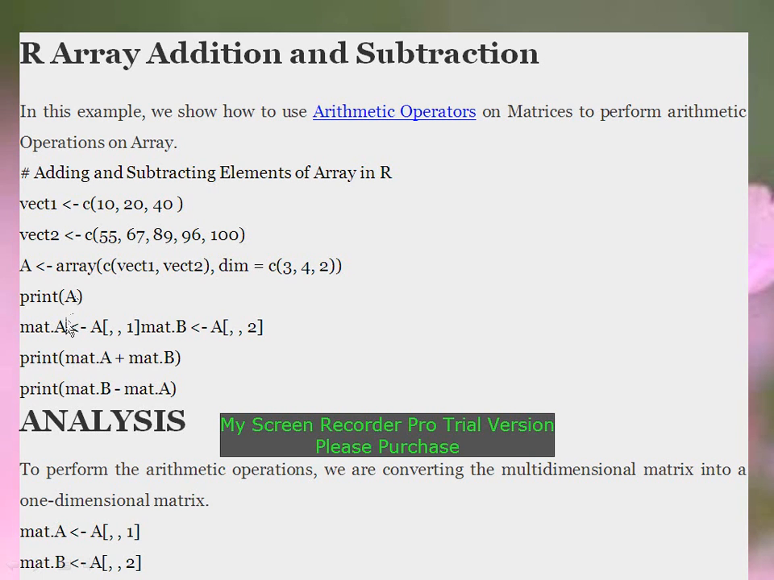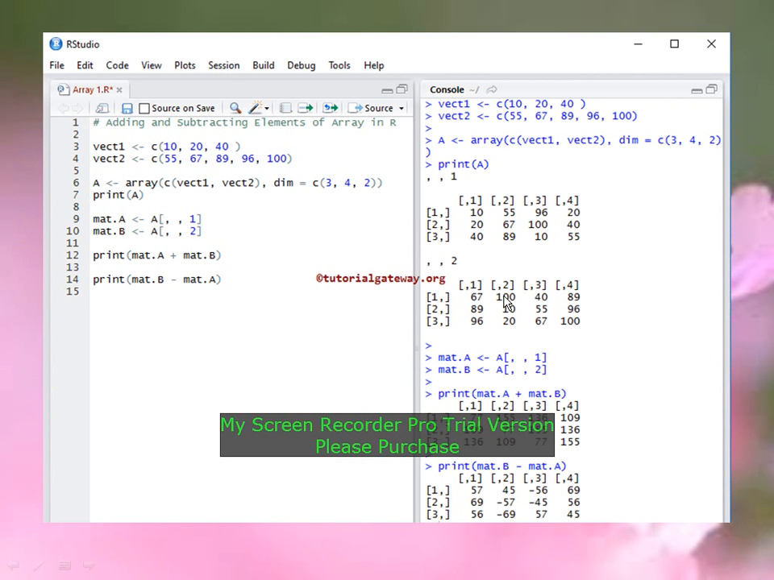Print array A. And here we are performing mathematical operations: mat.A of matrix 1, mat.B of matrix 2. Then here we are printing matrix A plus mat.B, that is addition of two matrices, and subtraction of two matrices. But when we want to perform arithmetic operations, we have to convert the matrix dimensions into the same type. So for that, you have to first convert that into one dimension. So here this is the output, converting into one dimension, and next adding and subtracting.